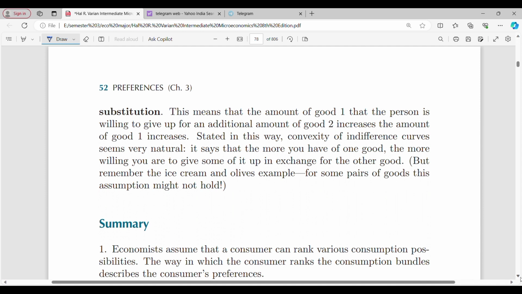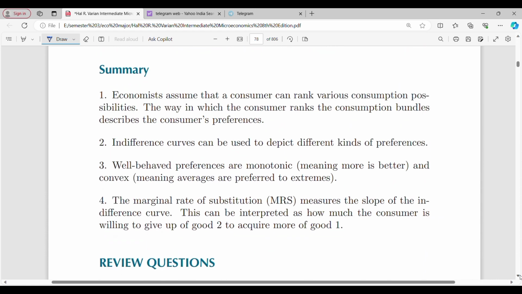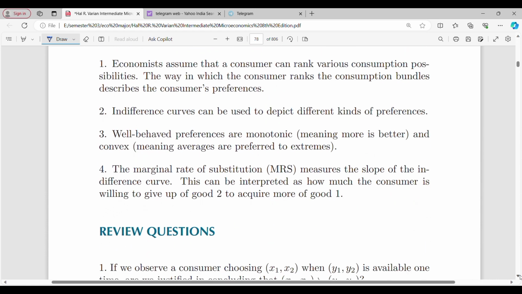So that's it. This chapter is done. We are done with the chapter. These are some key points of the chapter. You can read it by yourself. These 4 will be very important. Questions can come revolving around these 4 concepts. So just read it. We'll do all the questions after the syllabus is covered.